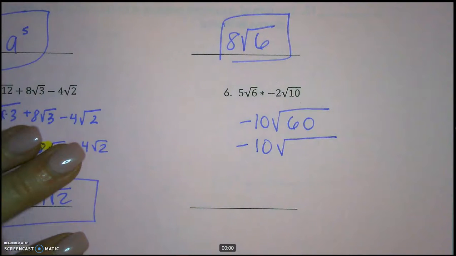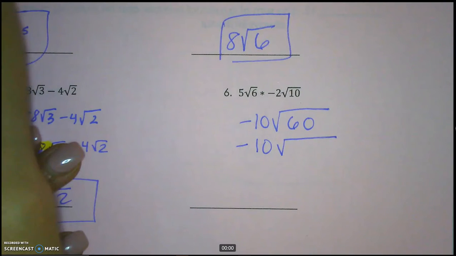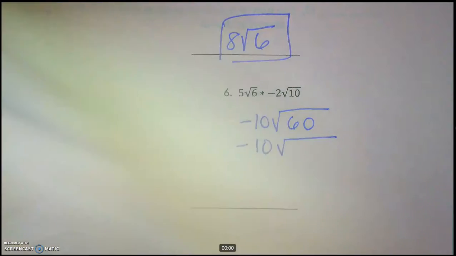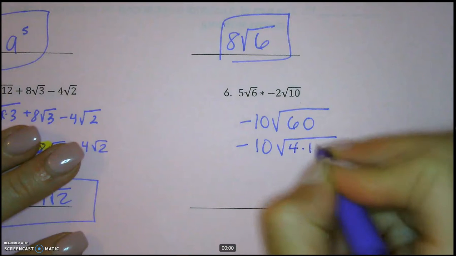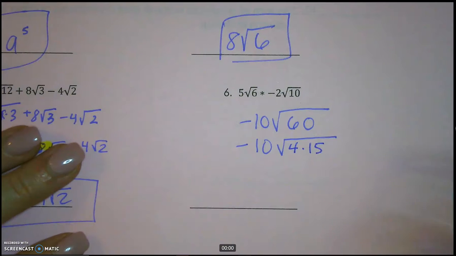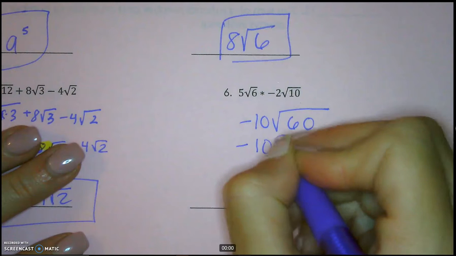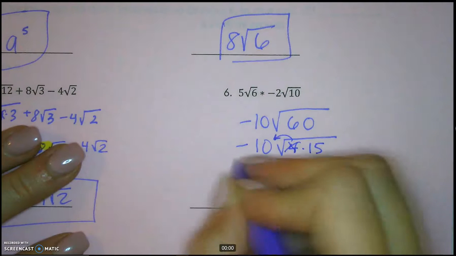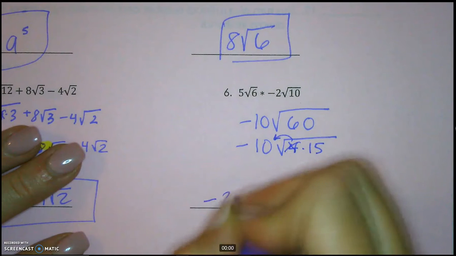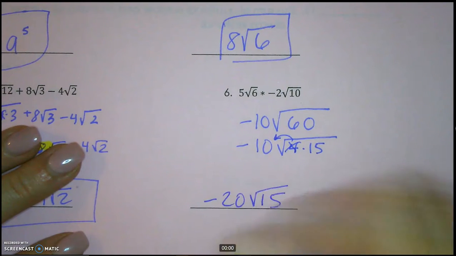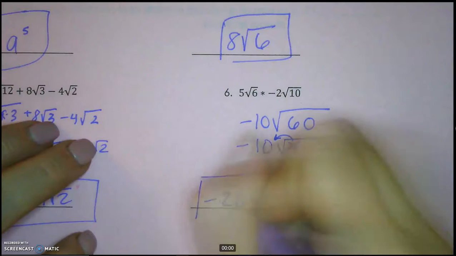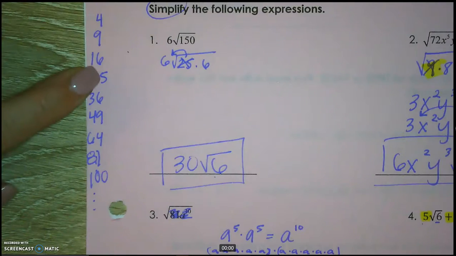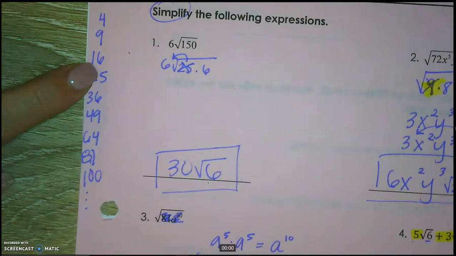Maybe 60 divided by, we'll start with 4, okay? And go up from there if we can. The square root of 4 is 2. When you take the square root, you're going to multiply it to the outside. So negative 10 times 2 is negative 20. And you have a 15 left underneath the radical. 15 is not divisible by any of our perfect squares, so we're done simplifying.